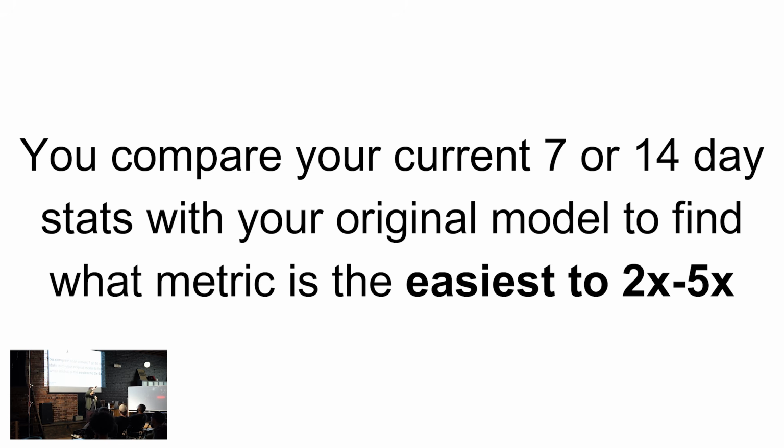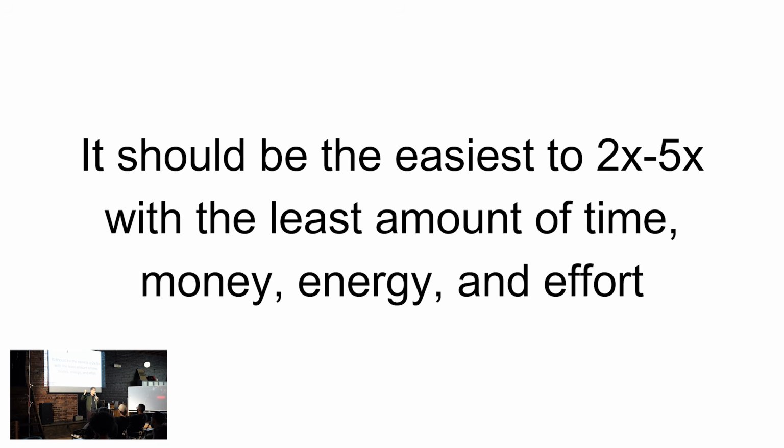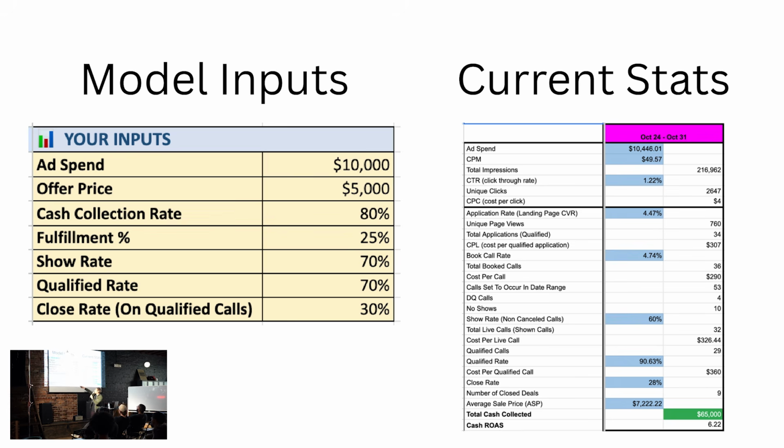You compare your current 7-day or 14-day stats with your original model to find what metric is easiest to 2x to 5x. So you have your model, right there. And then we have our current stats. I can give you guys this sheet too, but a lot of you guys already have that sheet. Anyone that doesn't, just let me know. But basically, you have your model inputs, your current stats.